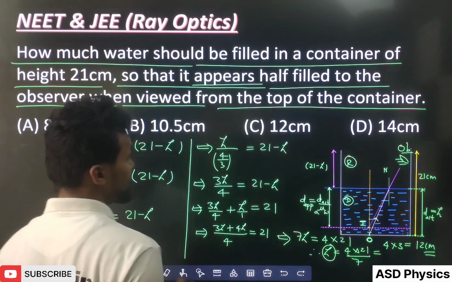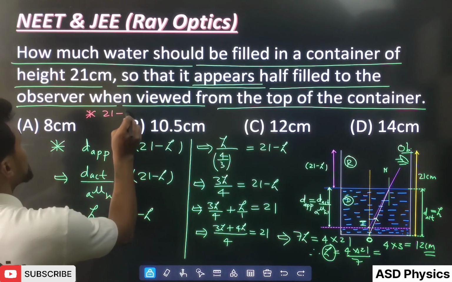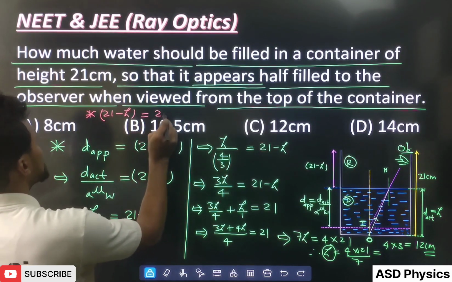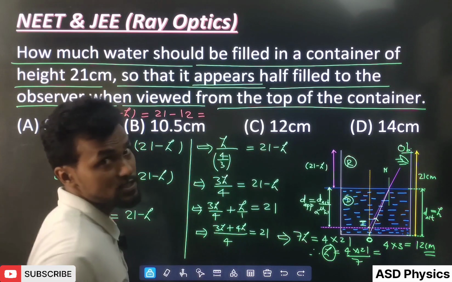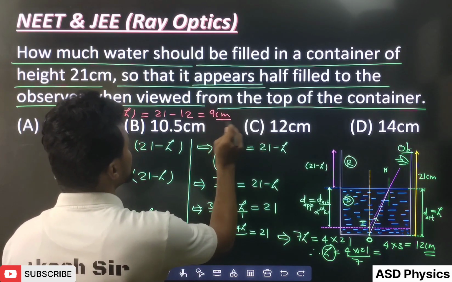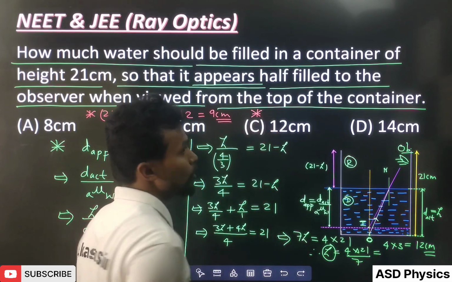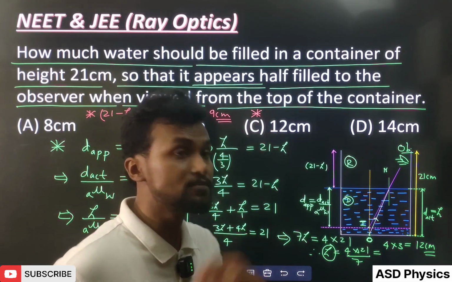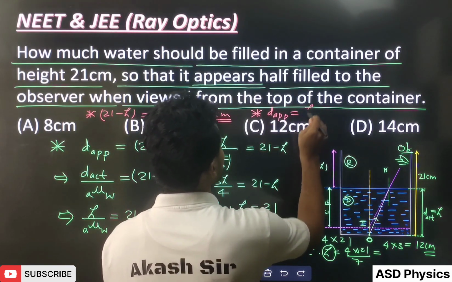Okay. And if I cross check, what will appear? So what is the empty space? The empty space is 21 minus h. Kindly see here, 21 minus 12, the empty space of the container will be how much here? 21 minus 12, that means the empty space of the container is 9 centimeter. And what is appearing to the observer? The observer will see which depth? Apparent depth. Okay.